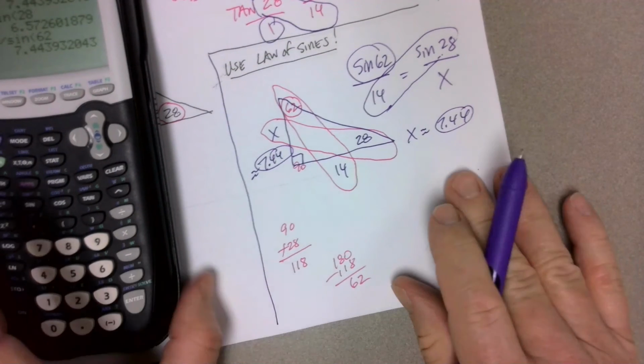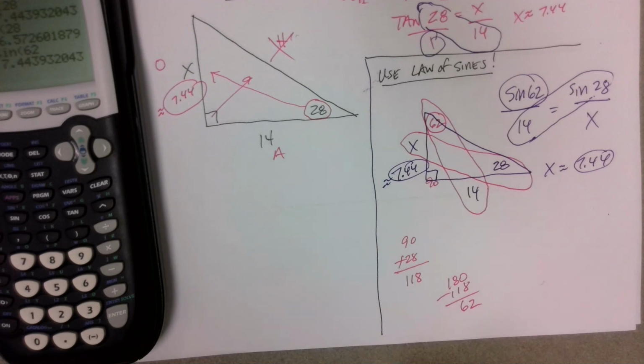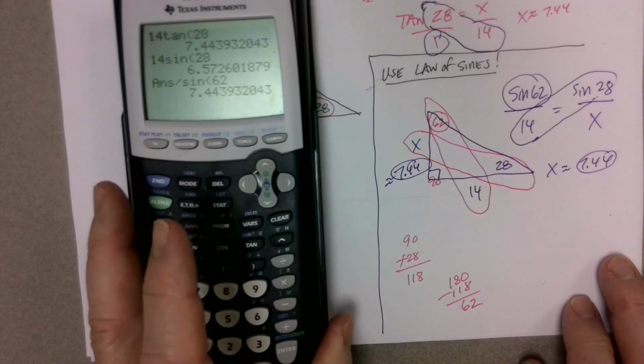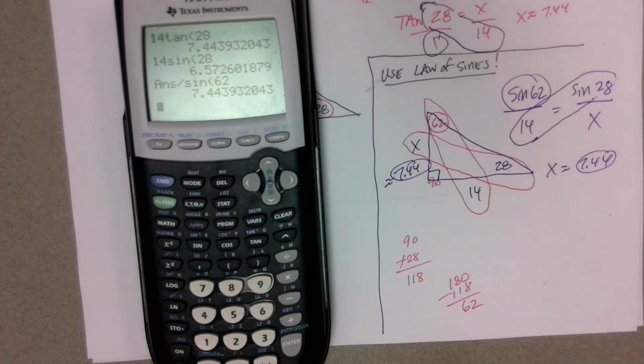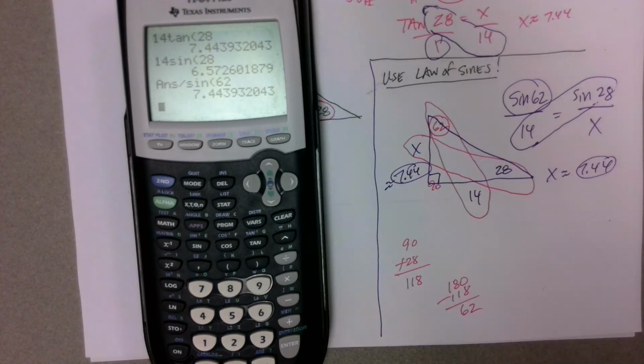So the point here is if you set things up the right way, you've got more than one way to get there with right triangles. But this law of sines you can use with non-right triangles. And so it's a bunch of cool ways to solve. Hope that helps.